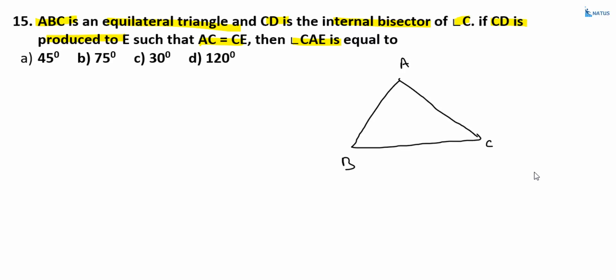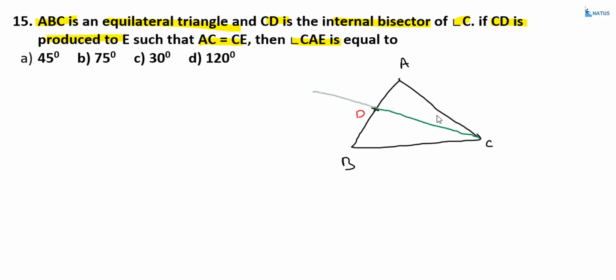Right? Now, CD is the internal angular bisector, which is nothing but a median also. This is the median. And what about this point? This point is D. Now, this CD is produced to E. Suppose it is like this. And what is the condition?